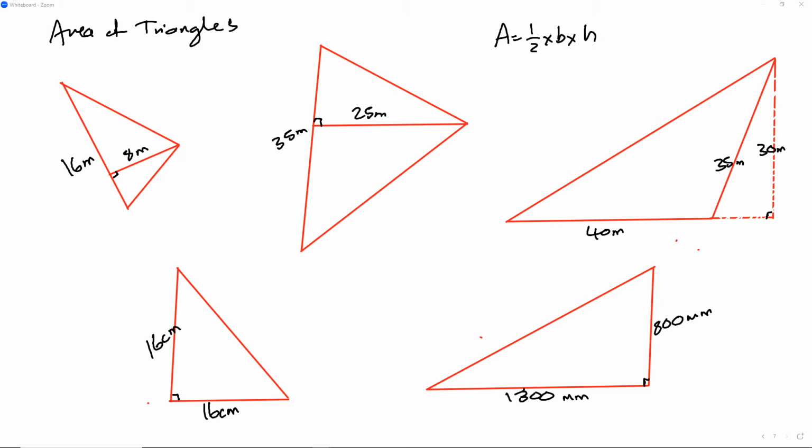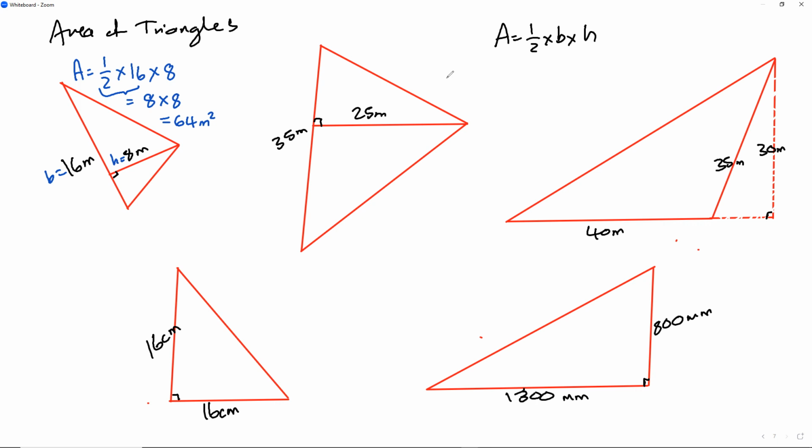Okay, so the first one here, we're gonna have half. The area of this triangle is half times my base, which is 16, times my height, which is 8. Half of 16 is 8, and 8 times 8. So that together comes to 8, and 8 times 8 is 64 meters squared.